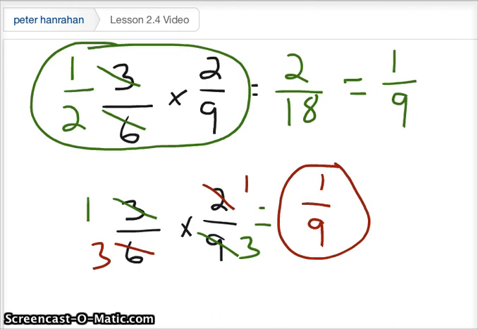Always make sure your answer is in lowest terms. If you reduce both of your factors to lowest terms, your answer will be in lowest terms, but it's easy to make a mistake there.